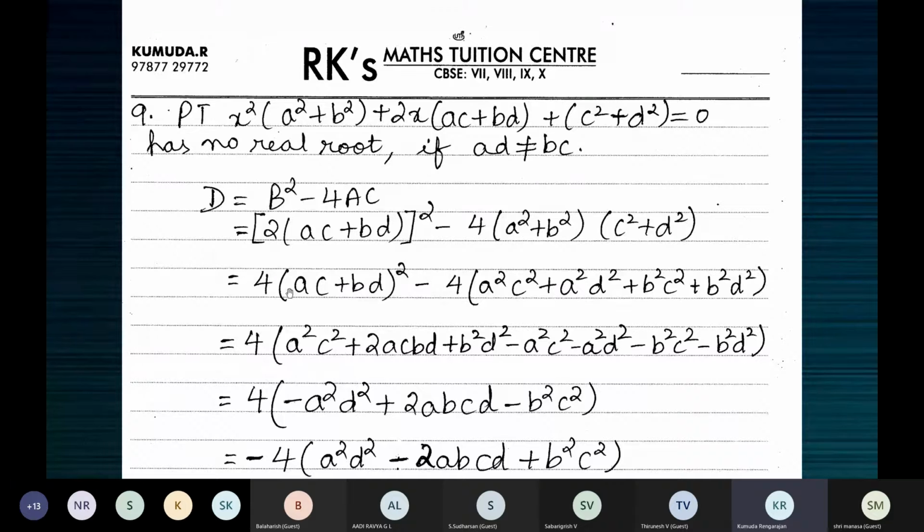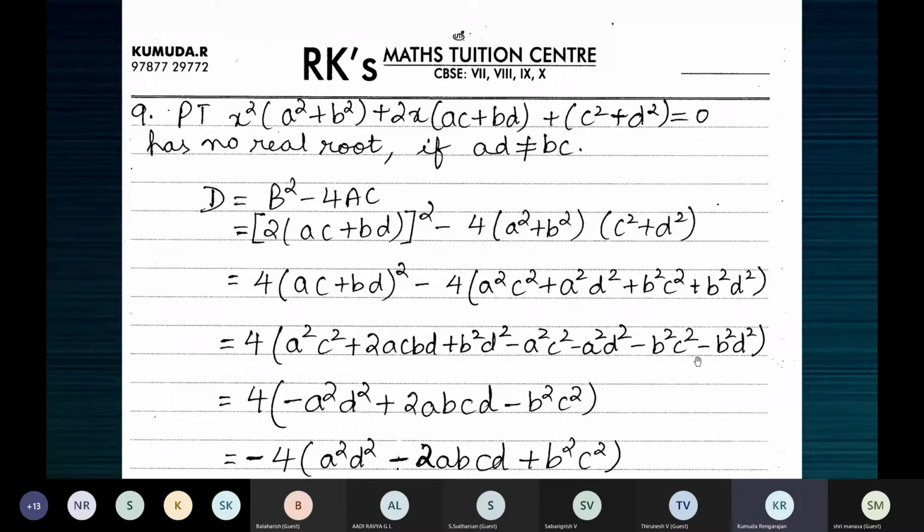So 4 common. I have expanded this here, the 3 terms, like x plus y the whole square is x square plus 2xy plus y square. And here 4 is out common, so minus a square c square, plus into minus minus a square d square, minus into plus minus b square c square, minus into plus minus b square d square.